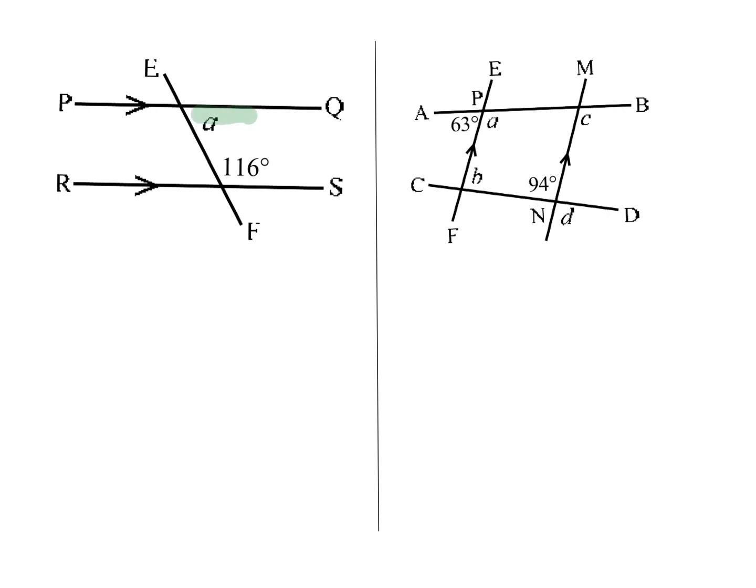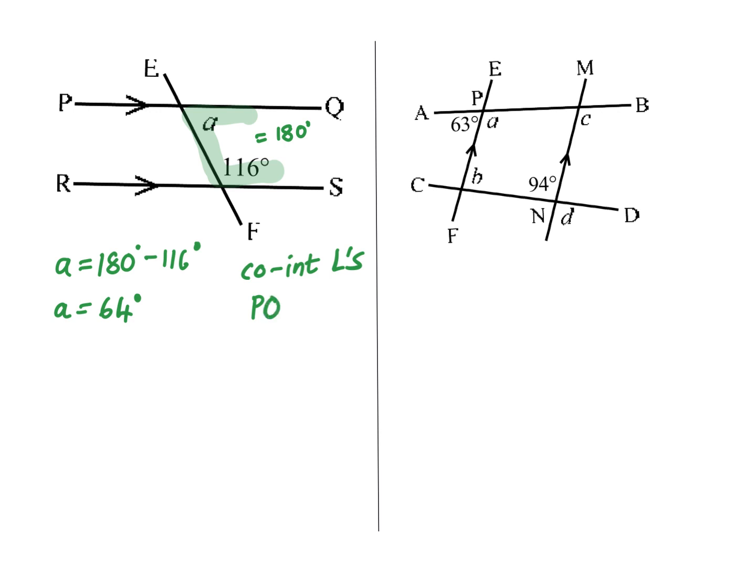In my third example, I have co-interior angles. And remember for this one, they add up to 180. And you can actually even see it on here. This one is obtuse and this one is acute, so they are not equal. Don't accidentally say that they are equal. So A is 180 degrees minus 116 degrees. So that means that A is 64 degrees. Our reason, co-interior angles, and our parallel lines are also PQ and RS.